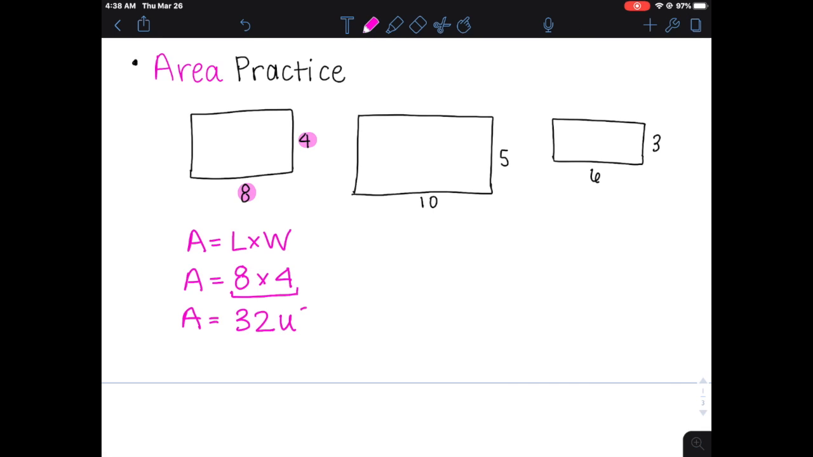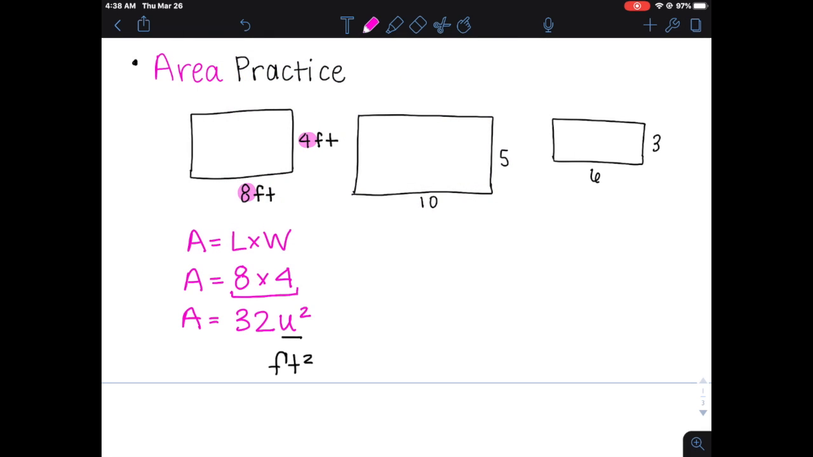And we always do units squared. So there's not a unit after each of our numbers, like 8 feet, 4 feet. So that's why I'm using the general term. But if it was feet, it would be feet squared.